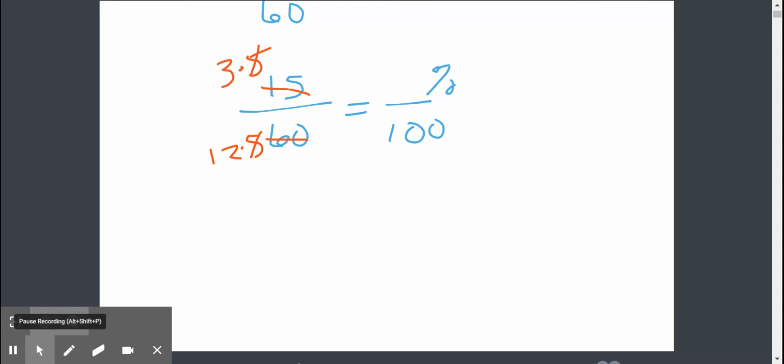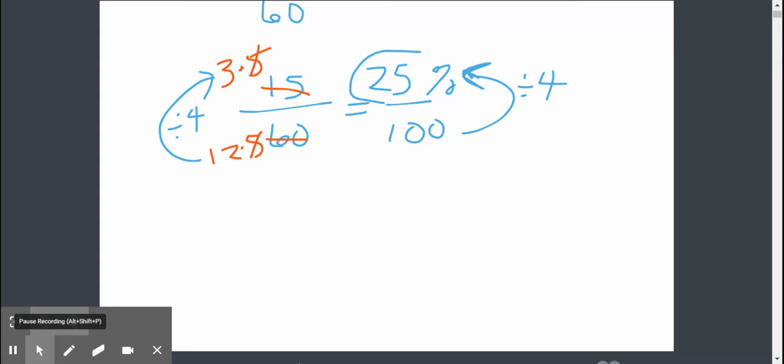I can simplify again. Or from here, I could just say, how do I get from 12 to 3? How do you get from 12 to 3? Divide by 4. So what do we have to do to this side? Divide our 100 by 4. And what is 100 divided by 4? 25, because there are 4 quarters in a dollar. We know that 4 times 25 is 100. So 25% would be our answer. 25% would be our answer.